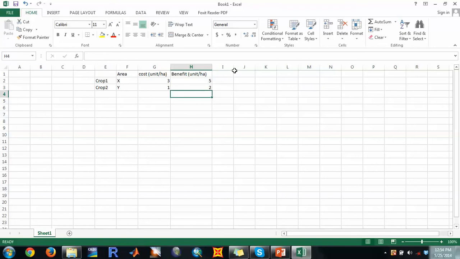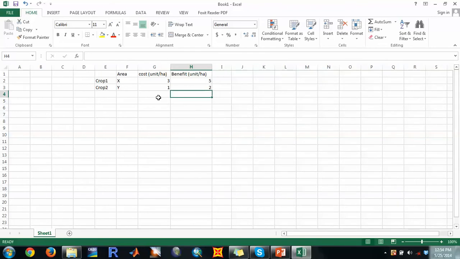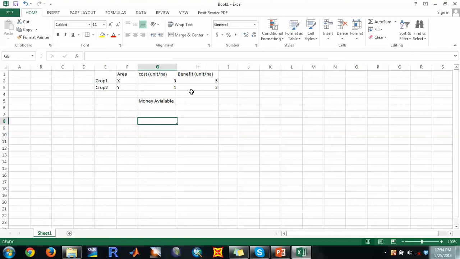And then what you can see again is the money available, which is 300 units of money, and the land available, which is 200 hectares.